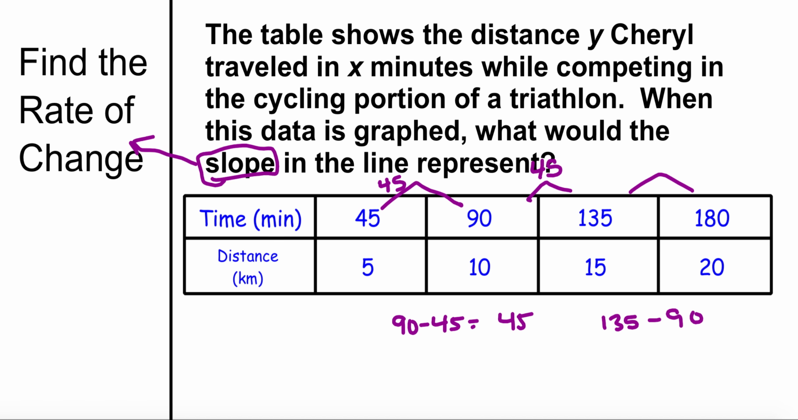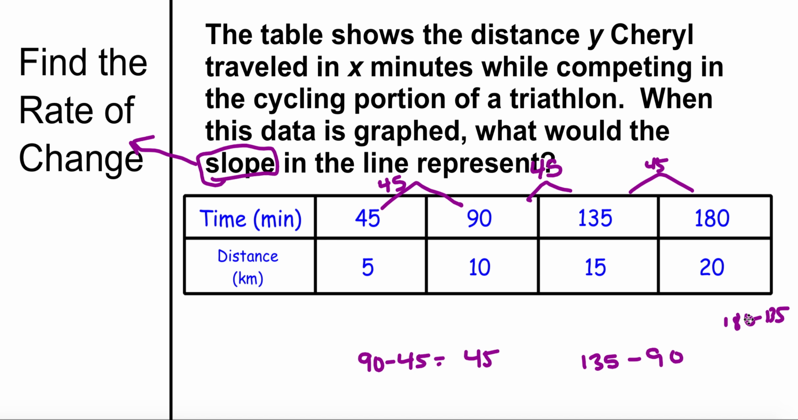And from here to here would be 180 minus 135, which is also going to be 45. So what we know is that they were taking the time increments every 45 minutes. What else do we know going on here down at the bottom?